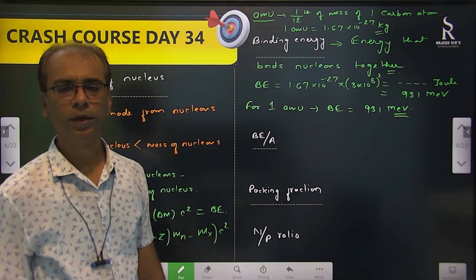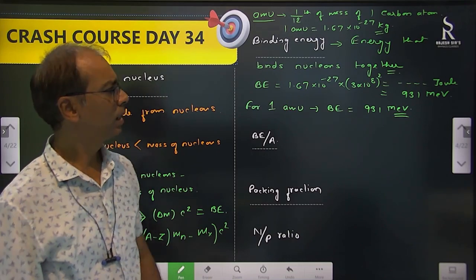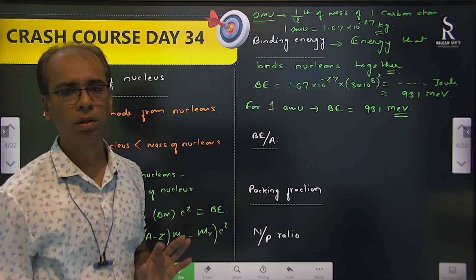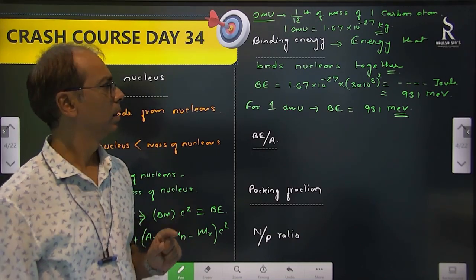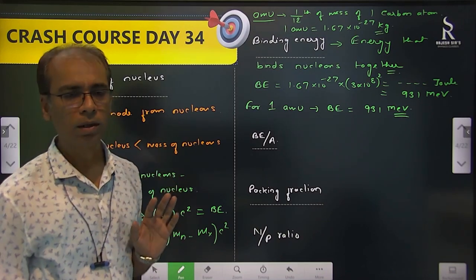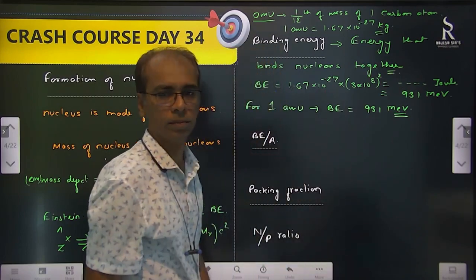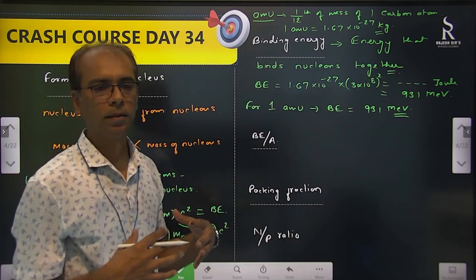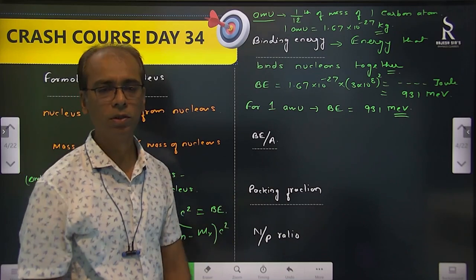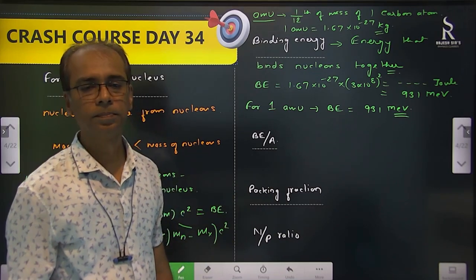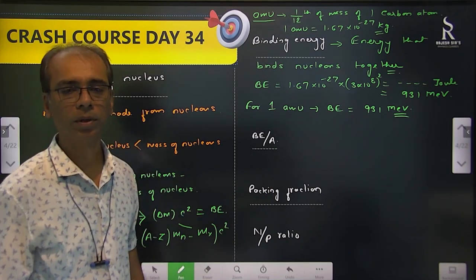Fine, we'll remember that. Now the question is, if binding energy is more, does it mean that our nucleus is more stable? Because binding energy we define as energy that binds the nucleus together. So if there is more energy, does it mean that the nucleus is more stable? Answer is yes. Absolutely. No doubt about that.